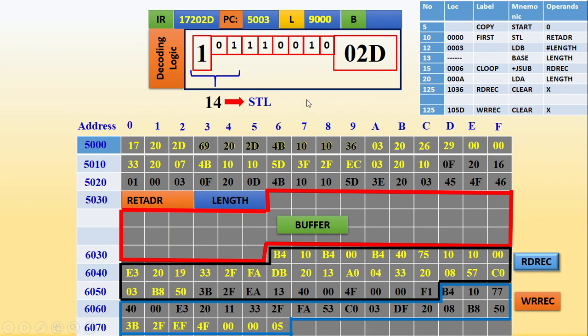Now let us see how the target address is calculated. The microprocessor knows that this is the n bit, this is the I bit, n1, I1, indicating it is not indirect, not immediate, followed by x, it is not indexing, followed by B0, P1 and E0. E0 means it is format 3. B0, P1 means it is program counter relative addressing. So the microprocessor has to calculate the target address using program counter relative addressing.